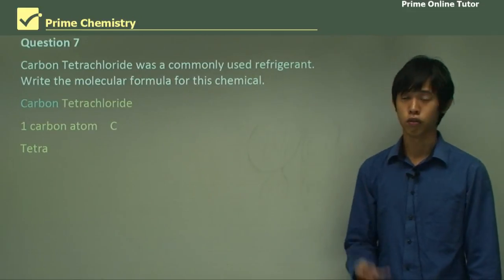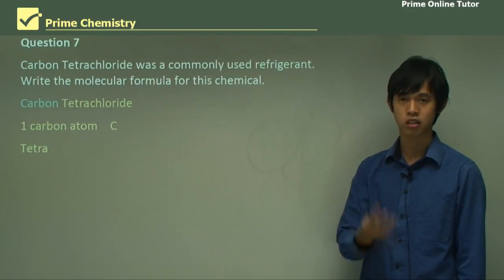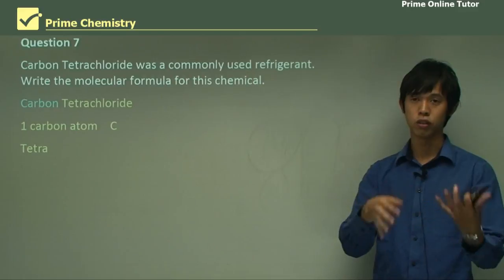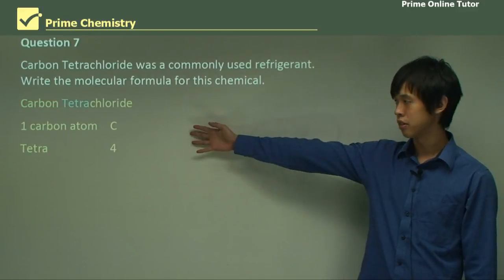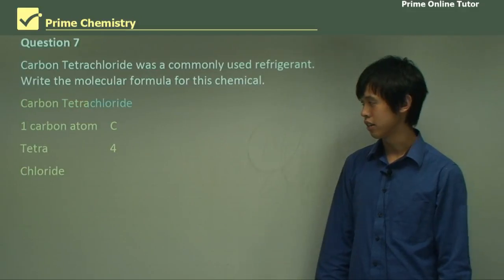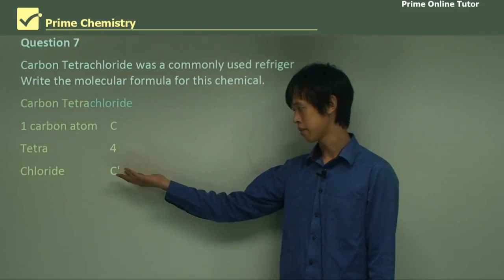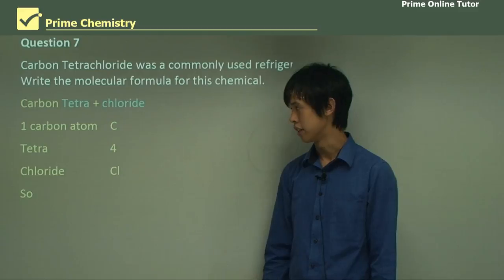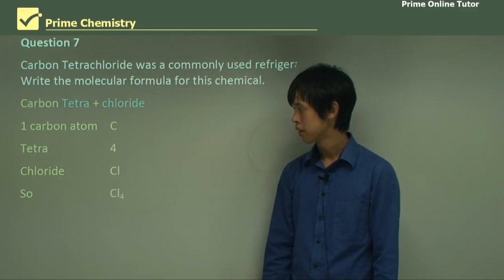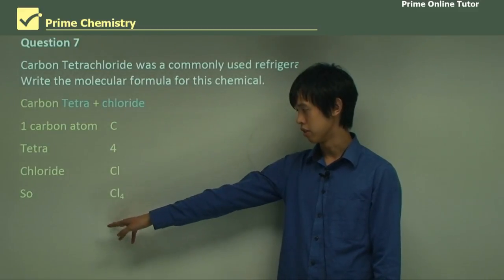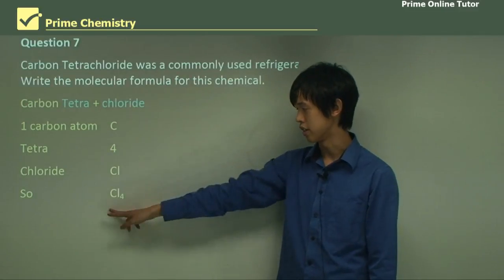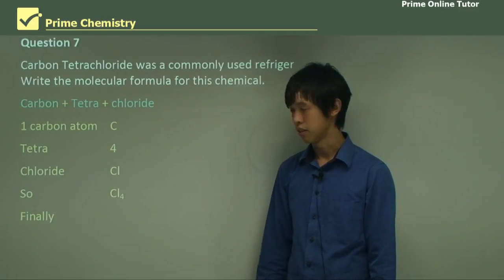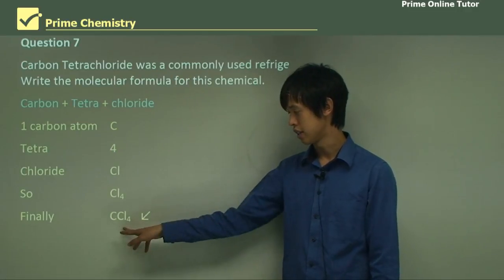Tetra is 4, so it's not quad in this case, it's tetra. That's how we denote 4 in chemistry. Chloride is Cl, as we know. So finally, tetrachloride is Cl4. So the final answer is CCl4.